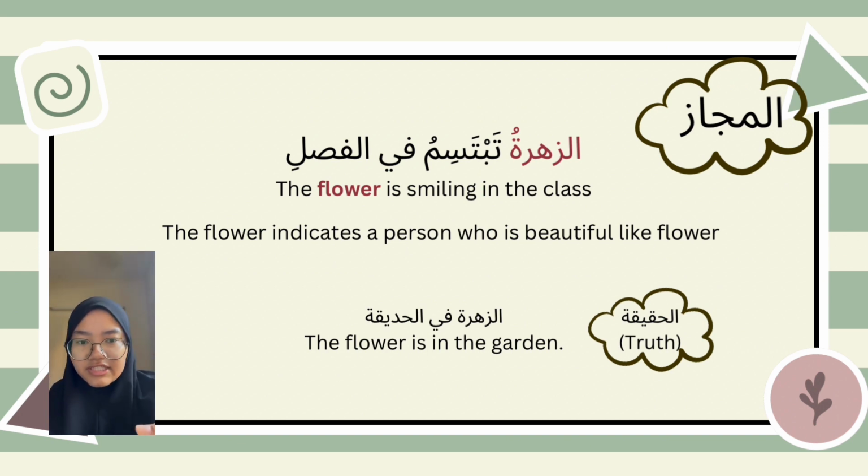After al-majaz we have al-haqiqah, which is the truth. It is the original meaning of the words. So the sentence here is az-zahratu fil hadiqati. The flower is in the garden. So the flower here is the real flower. So az-zahratu is mubtada marfu' bi dhammah zahirah. And then fi is harful jar mabni ala sukun. And al-hadiqati here is majrurun bil kasrah zahirah.